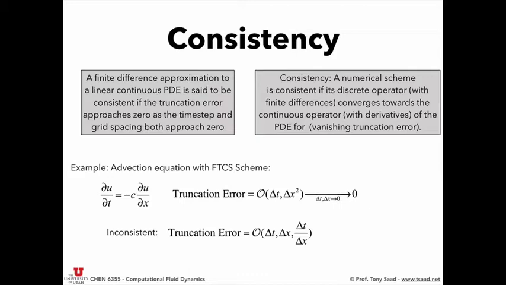This term is only 0 if delta t approaches 0 faster than delta x approaches 0. So delta t has to be delta x squared. So then you have another condition on the scheme for it to be consistent. Delta t has to scale with delta x squared, for example. Okay?